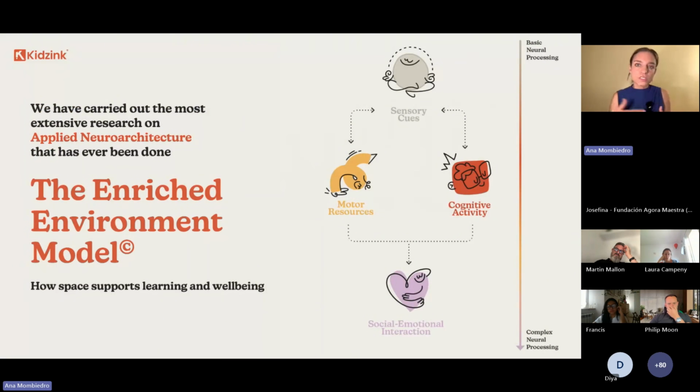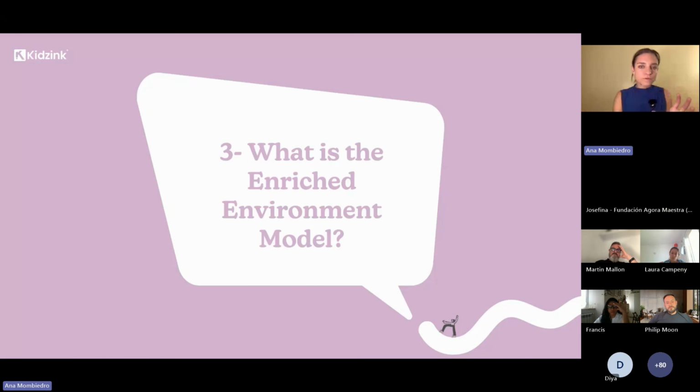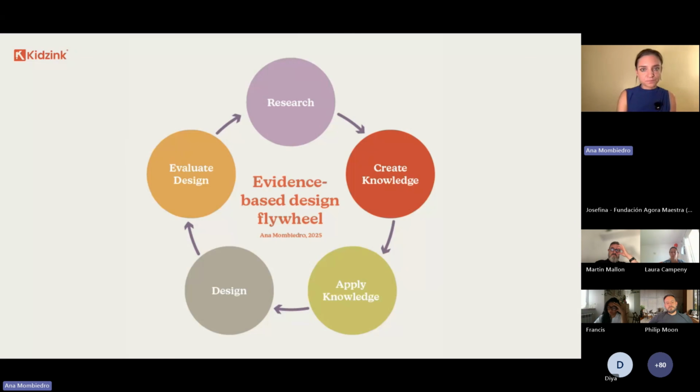Understanding how space supports learning and well-being. We organized scientific evidence that sheds light on what special attributes contribute to learning outcomes, from sensory aspects to social-emotional aspects, and in between we've got motor and cognitive activity. So let me dive into the enriched environment model a little bit more so you understand what it is.